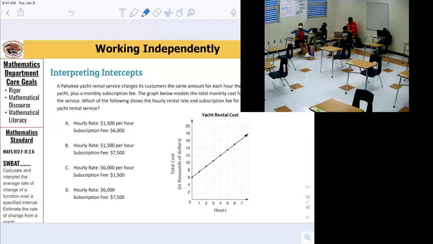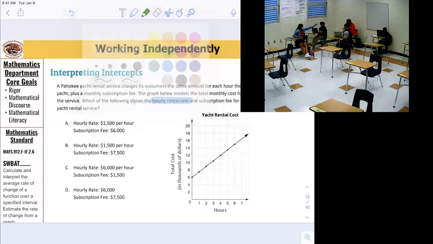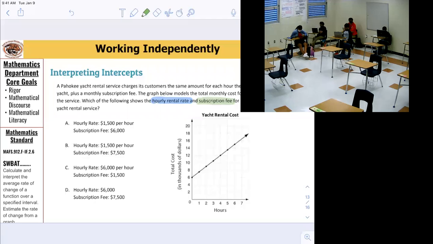But anyways, all right, so we're looking for two things now. I want to know which of these is the hourly rental rate and the subscription fee. So before I go ahead and do the problem, let's think about what it is we're looking for. Because now I know how to find three things.